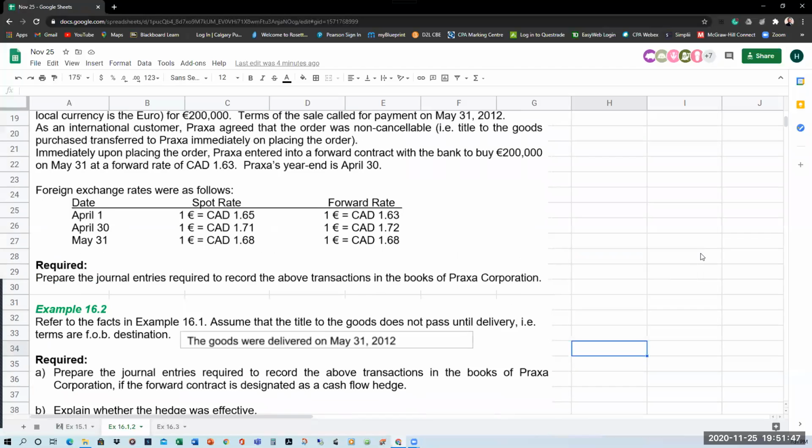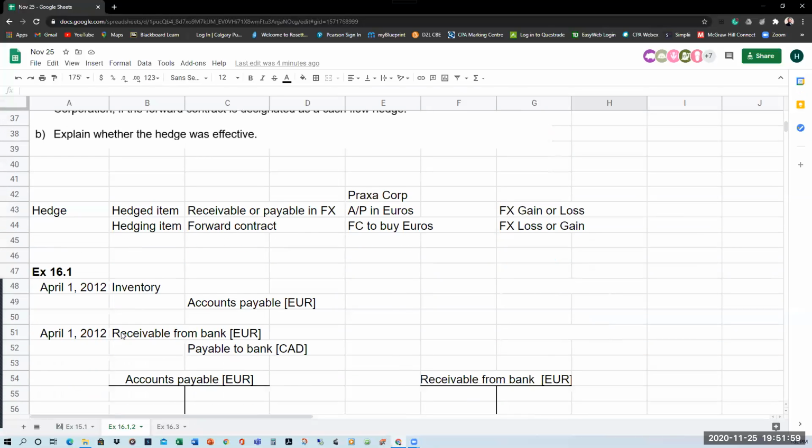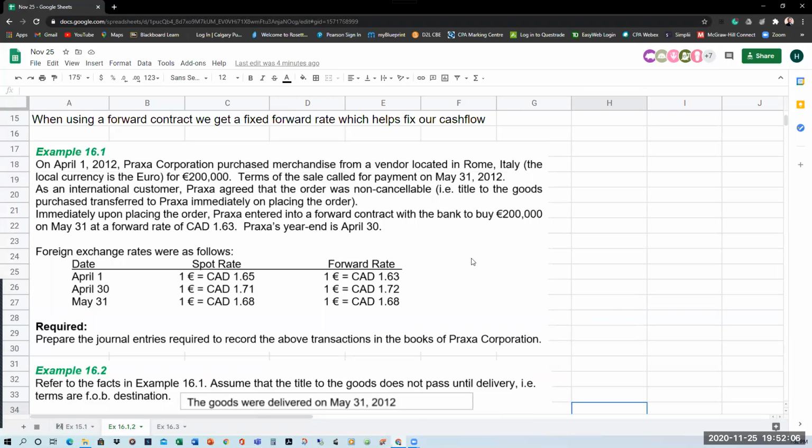Let's take a look at the transactions one by one. We placed an order. It's a non-cancelable order, which means title transferred to Praxa immediately on placing the order. If that happened, we have to record the purchase of the inventory. So debit inventory, credit the accounts payable. Inventory purchased for 200,000 euros.